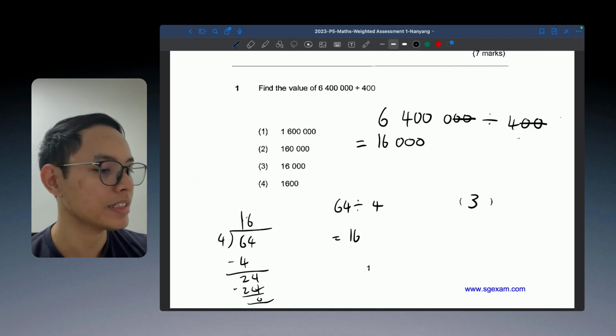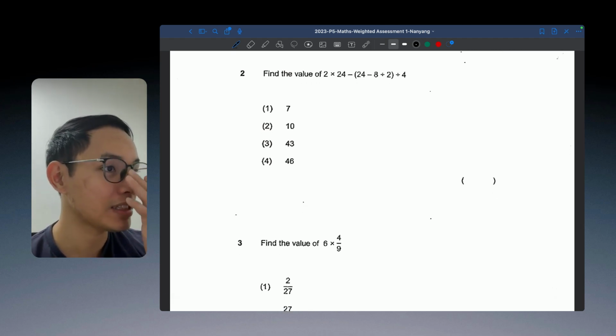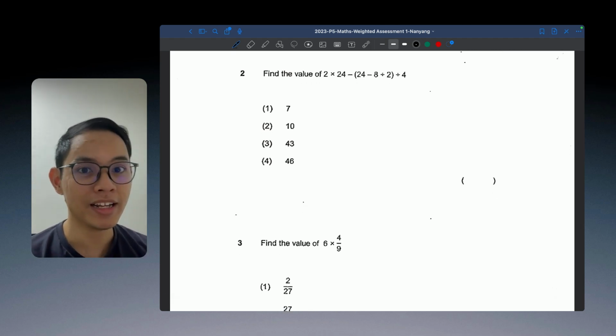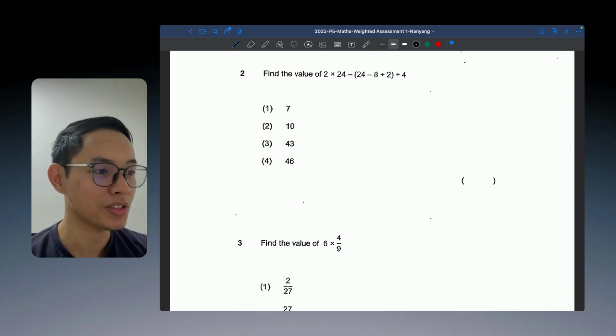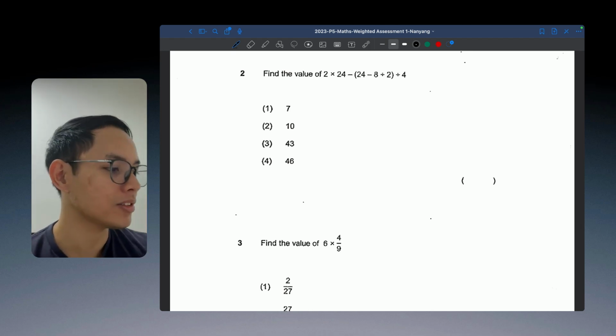Let's move on to the next question. You can pause this video to see what answer you get, and you can unpause once you're done to see whether you got it correct. All right, let's get started on this.